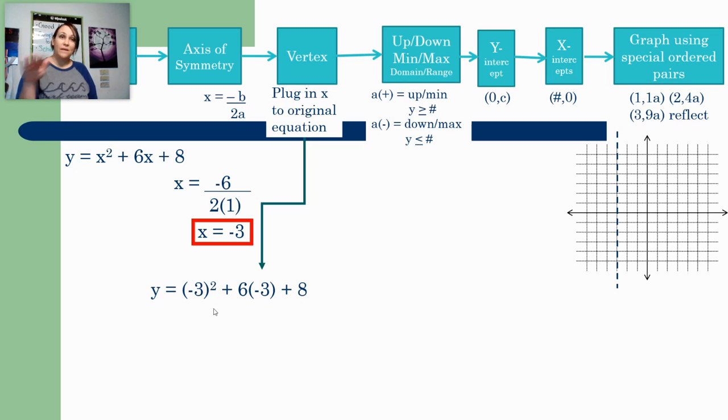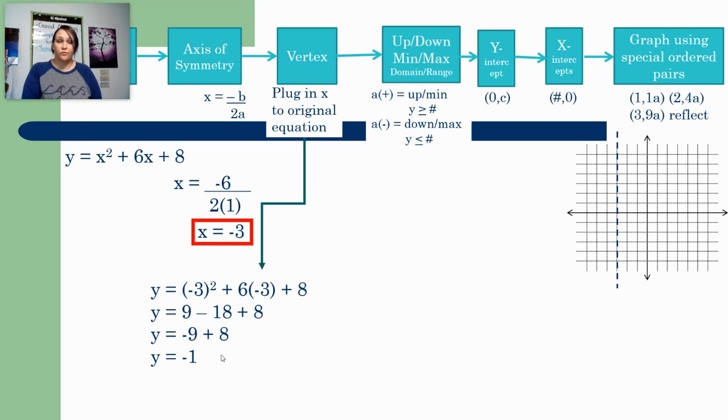And then you can either type this whole thing into your calculator exactly how it looks, or you can do it in your head. Right? These numbers are not too big. You should be able to do this without a calculator. Don't forget, a negative number squared turns into a positive number. And I get my y coordinate for my vertex is negative 1.